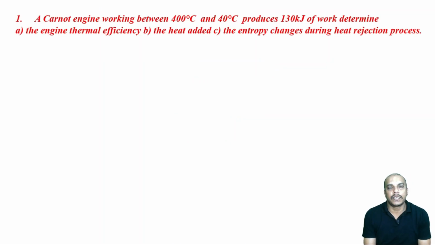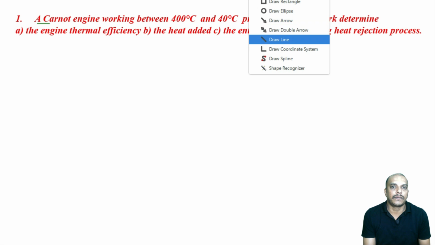In this video, let us take a problem on Carnot cycle. Let us read the problem. A Carnot engine working between 400 degrees Celsius and 40 degrees Celsius. So, the moment we see that this is a problem on Carnot engine, we can straight away write the diagram in PV as well as TS plot. Alright. So, let us draw that first.